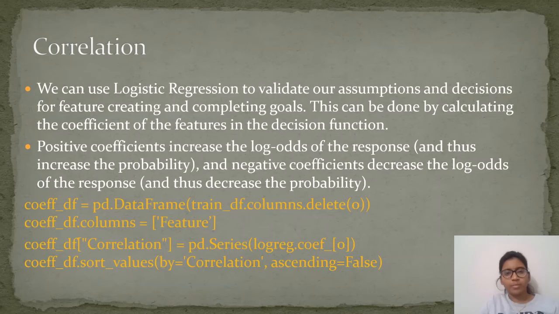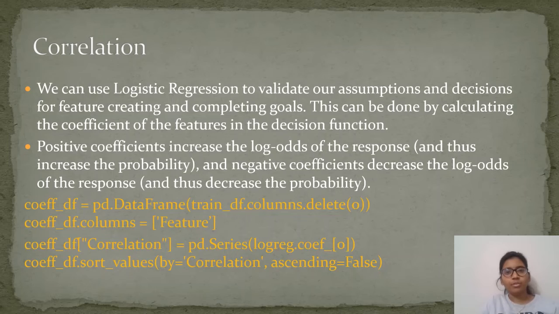Hello everyone, my name is Trinena and our team was discussing the case study. In this, I'm discussing the topic of correlation. The statistical relation between two variables is known as correlation, and in correlation we are using logistic regression to validate our assumptions and decisions for future creating and completing goals. This can be done by calculating the coefficient of the features in the decision functions. We have different types of correlations: positive correlation, neutral correlation, and negative correlation.